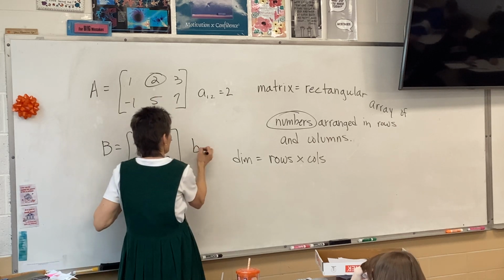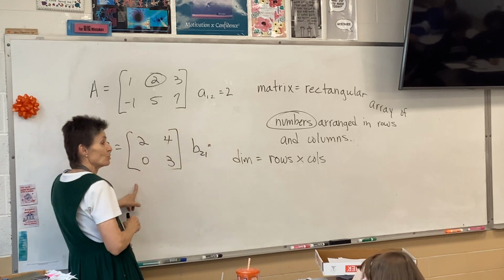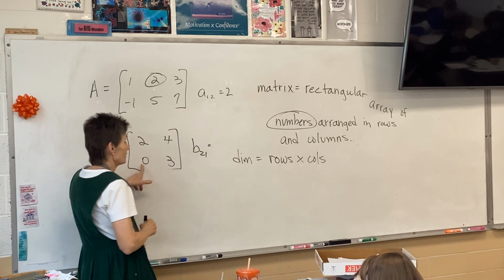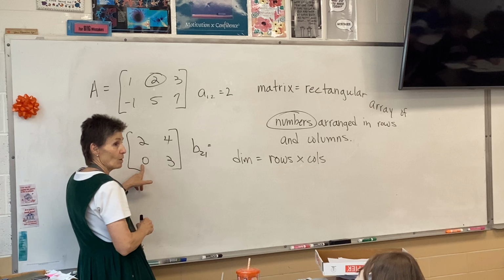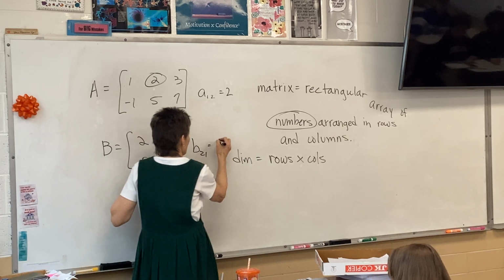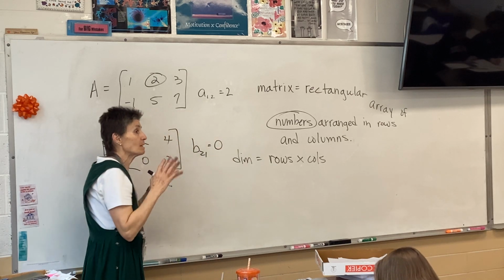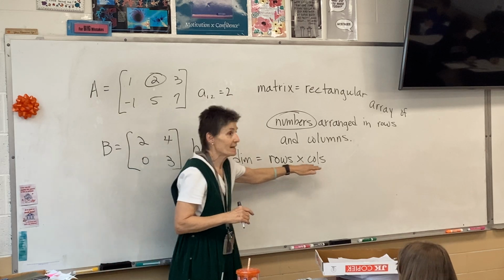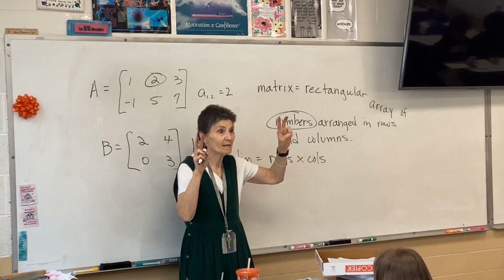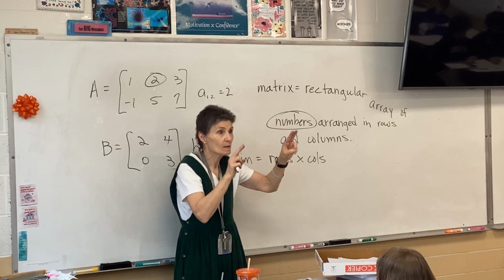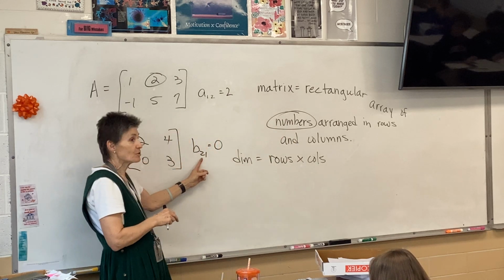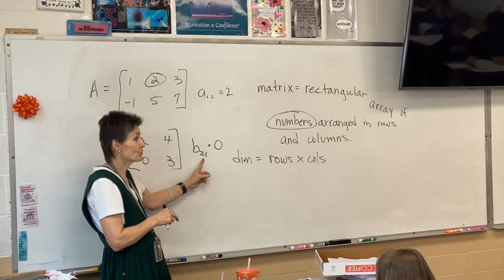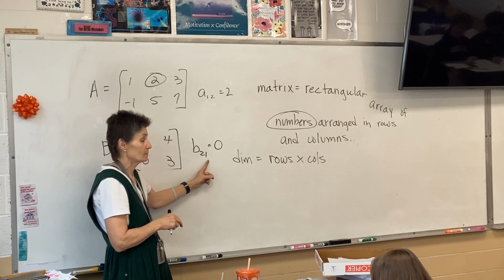What would B sub 2-1 be? B sub 2-1 would be 0. Second row, first column. Everything we do is rows, then columns. Think Roman Catholic, row, column. So when you see a 2-1, that's row 2, column 1.